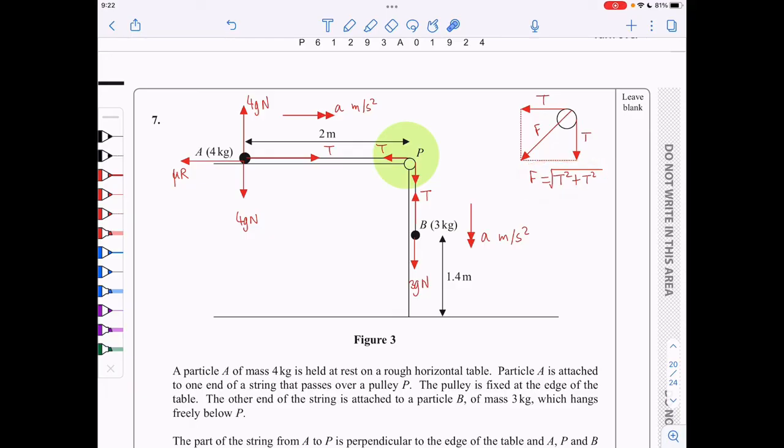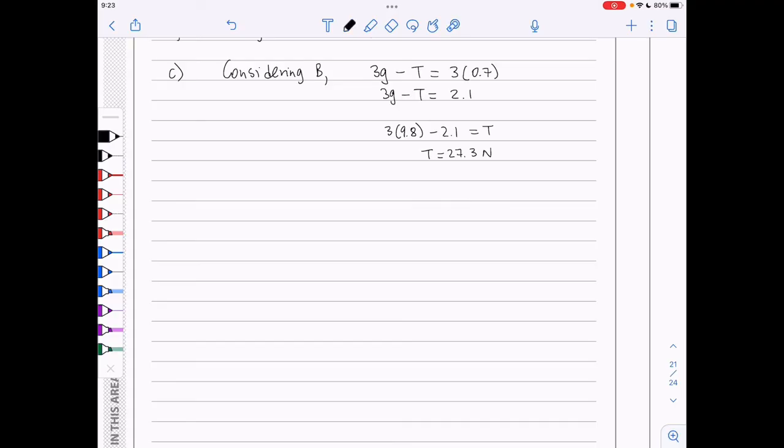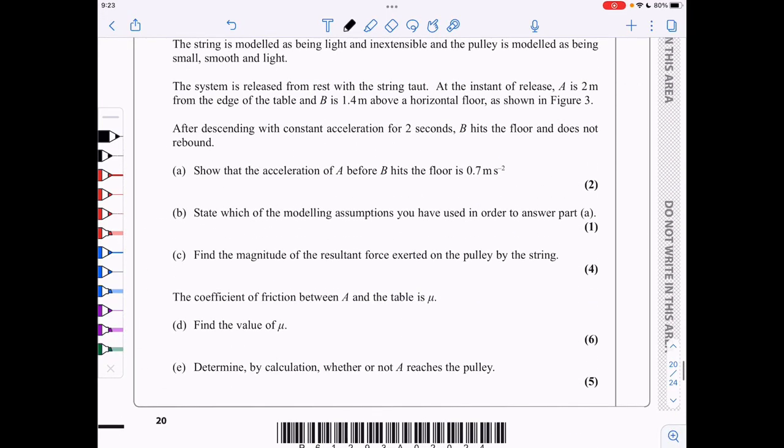So once more, P is feeling being pulled to the left and being pulled downwards with an equal sized force of T. So now that we've got the value of T, the force I'm trying to find, F, is the square root of 27.3 squared plus 27.3 squared, which gives me an answer of 38.6 newtons.